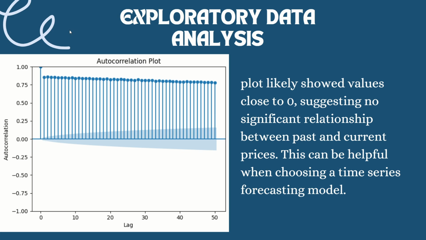Moving on to the autocorrelation plotting, it helped us to see if a time series data point such as price in our case is related to its past values. And in our plot, the x-axis has a lag value. It shows how far back in time we are looking. For example, a lag of 1 compares the current price to the price 1 period before. And y is the autocorrelation coefficient, which ranges from -1 to 1. In our plot, we can see the values are close to 0, which suggests no significant relationship between past and current prices. So this can be helpful when we choose a time series forecasting model in the future.